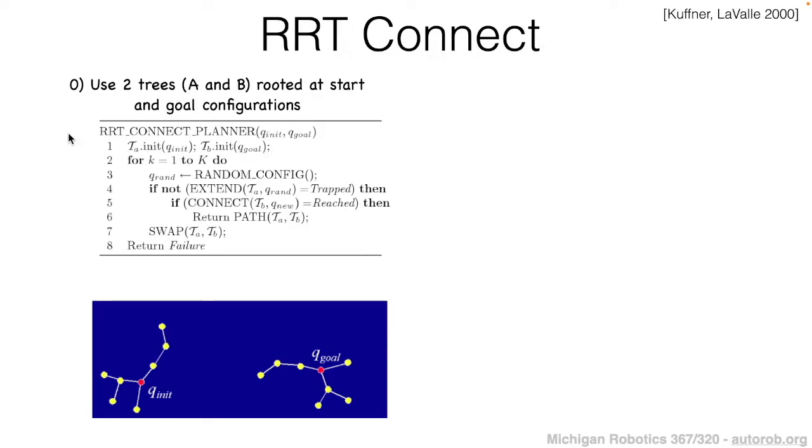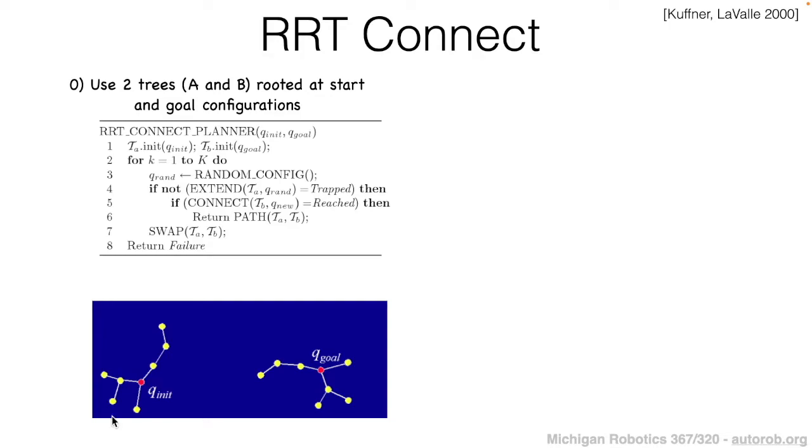So let's step through this pseudocode to understand what this algorithm is going to do. The first line of the pseudocode just initializes these 2 independent trees. You can see tree T sub A is going to be rooted at QInit, whereas tree T sub B is going to be rooted at QGoal. At that point, the algorithm will go through this iterative sub-procedure that we will step through.